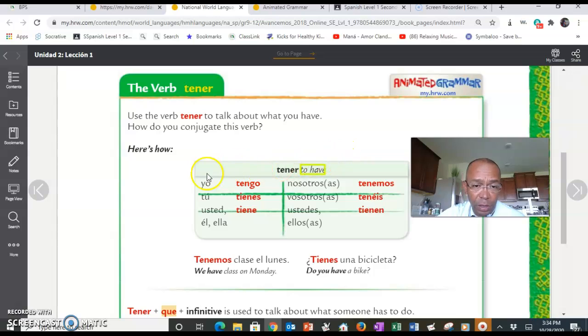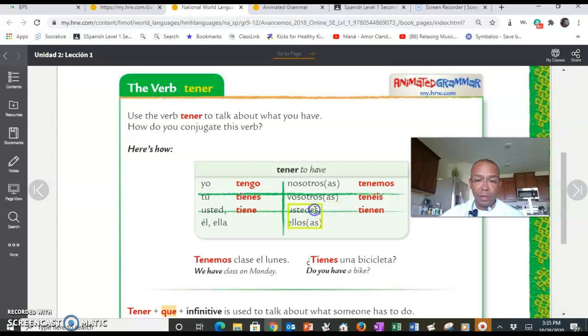Depending on the subject. Here, the subject is yo, which is I. I am the subject. Here, the subject is tú. You are the subject. Usted, you, using the formal way, is the subject. Él, he is the subject. Ella, she is the subject. Nosotros, we are the subject. Vosotros, you all are the subject. O vosotras if you're referring to females.